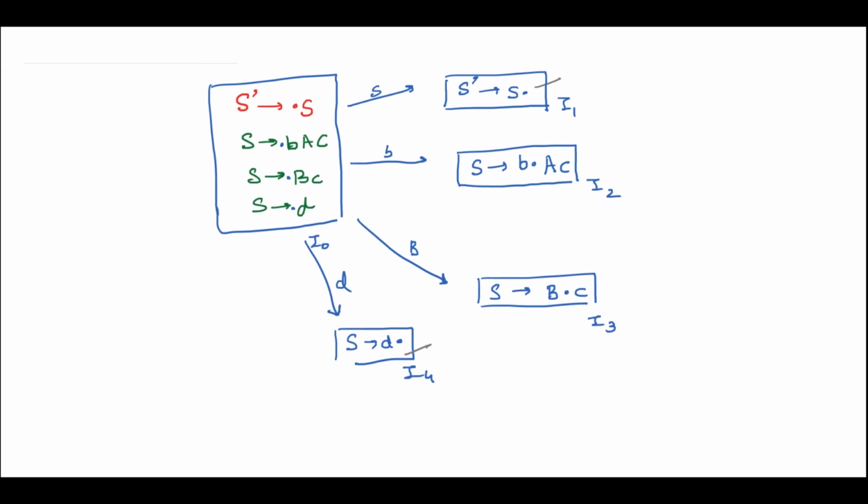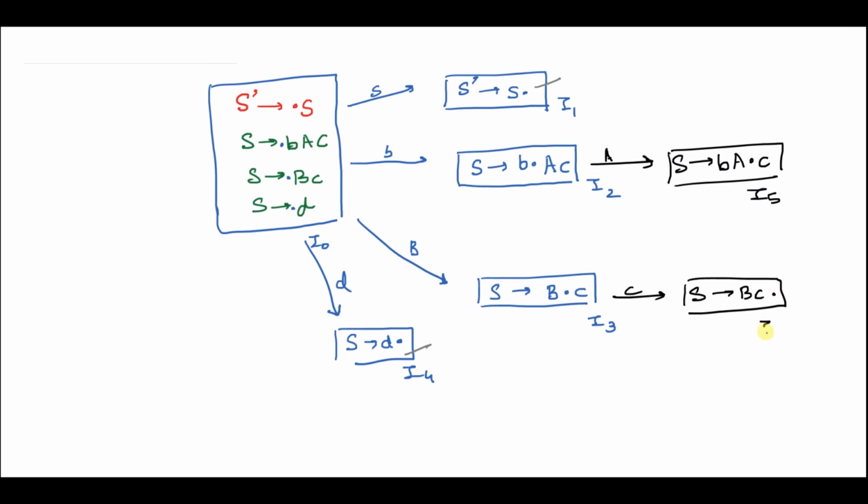Now taking an A move from I2 will take me to S gives B A dot C. Let's call this I5. While a C move from I3 will take me to S gives B C dot. Let's call this I6. And also this is complete. Now a simple move of C from I5 will take me to S gives B A C dot.